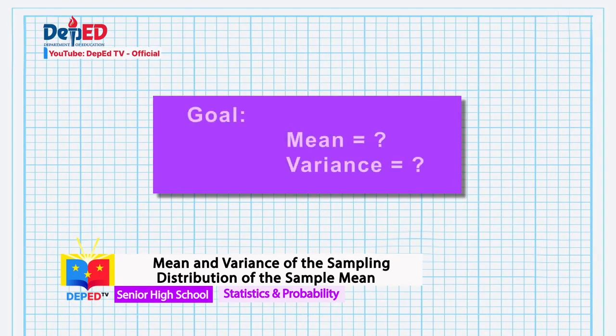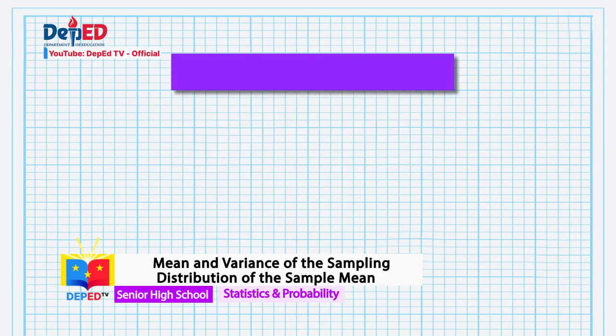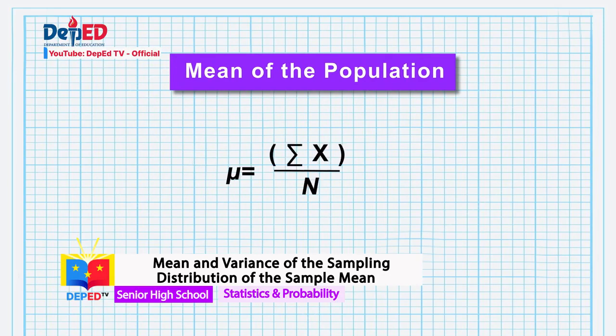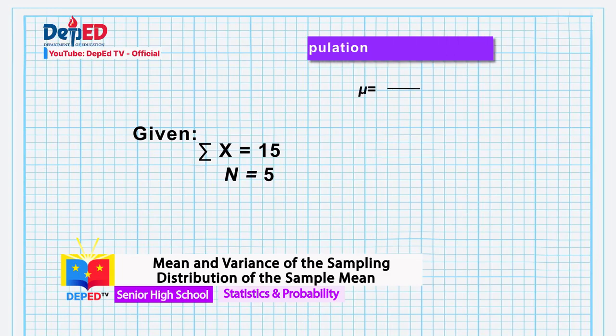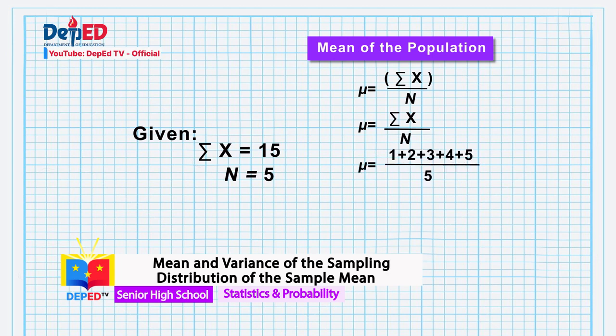Our goal is to find the mean and variance of the sampling distribution of the sample means and to compare these values to the mean and variance of the population. The first step is to compute the mean of the population using the formula, which is the summation of x divided by the total number in the population. So we get the sum of the scores, which is 15, and the total number of the population is 5. Using the formula and substituting the values, we have in the numerator the sum, which is 15, and in the denominator 5. 15 over 5 is equal to 3. So the mean of the population is equal to 3.